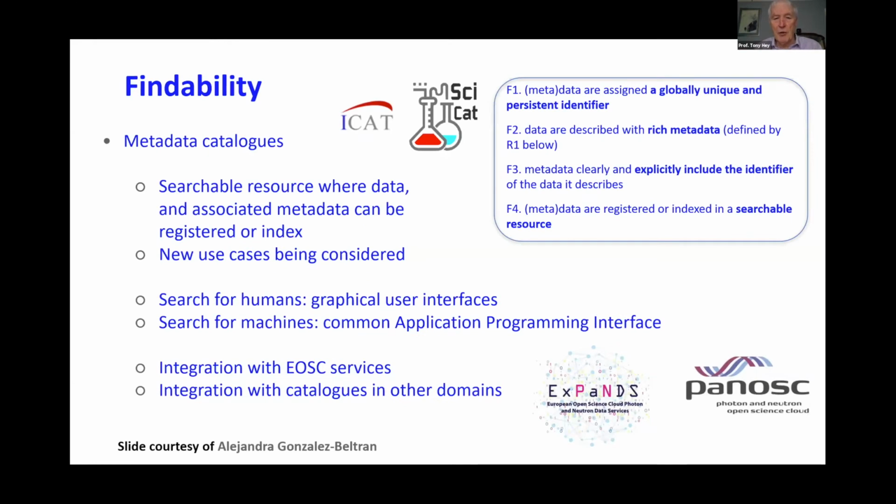Findability, I'm not going to go through this slide in detail. Metadata catalogs are clearly important, and EOSC is the European Open Science Cloud project, and there are two other projects that are relevant for the data I'm discussing. One is EXPANSE, where PAN stands for photon and neutron data, and the PaNOSC, which is the Photon and Neutron Open Science Cloud. So these are some of the projects looking at things like findability and metadata catalogs.